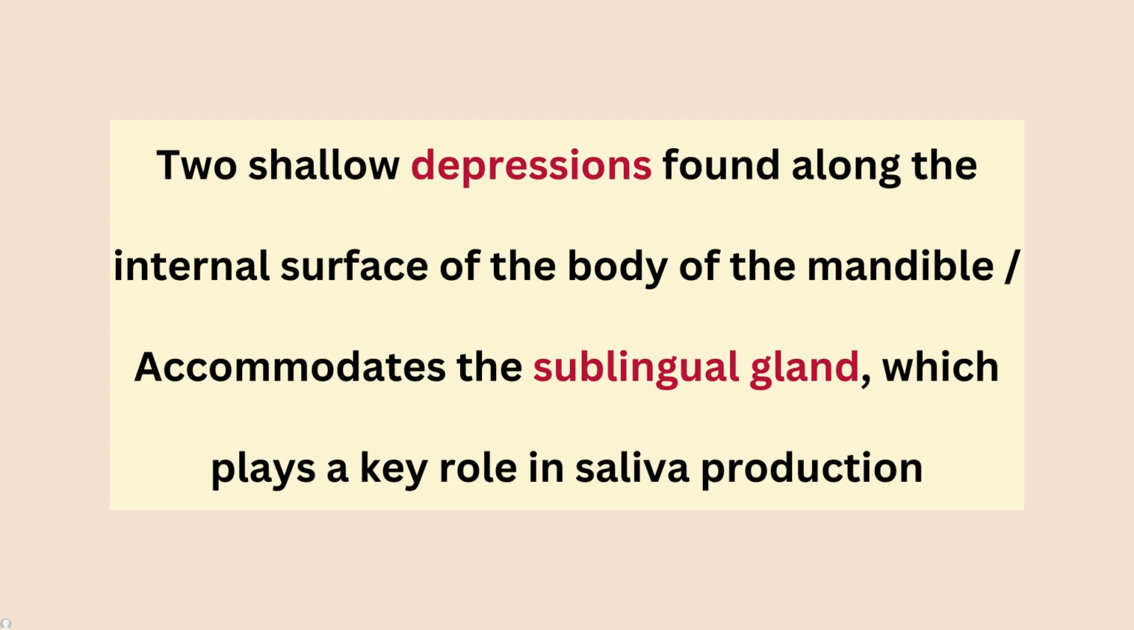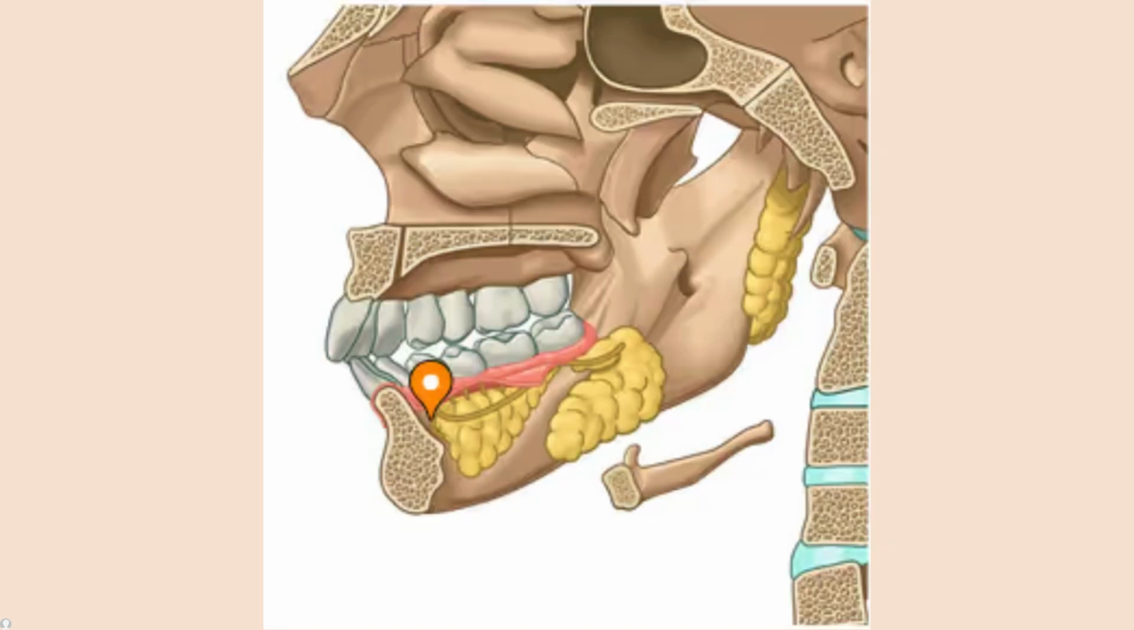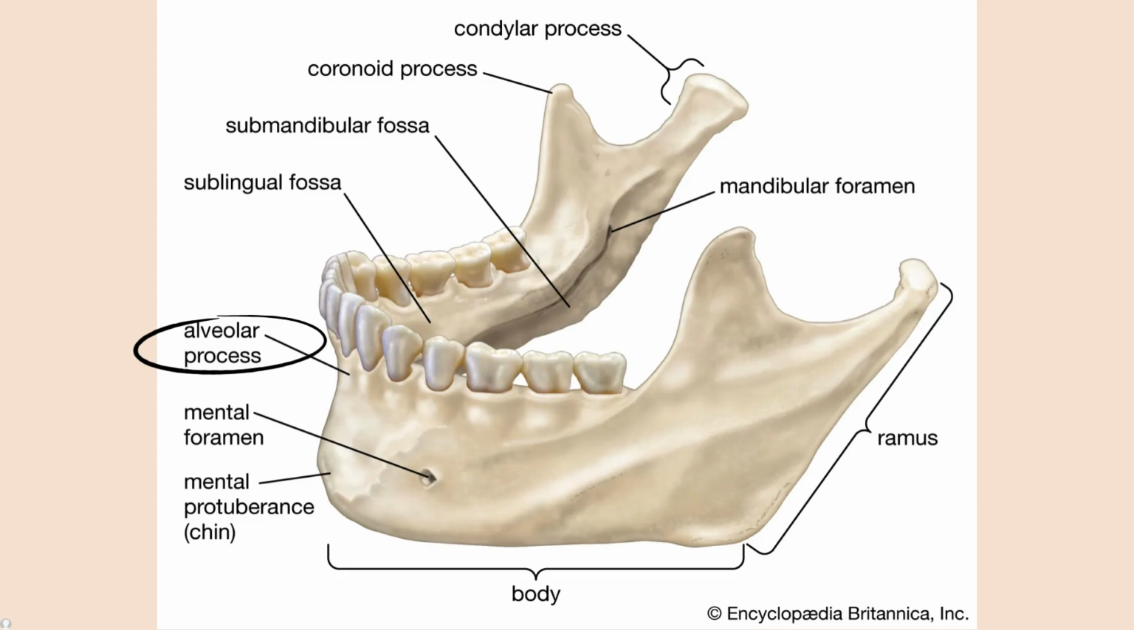So we have two things. We have the submandibular fossa for the submandibular gland, and we have the sublingual fossa for the sublingual gland, all of which are salivary glands that play a key role in saliva production. Here is the exact location of the sublingual fossa, and the yellow part surrounding it is the sublingual gland.